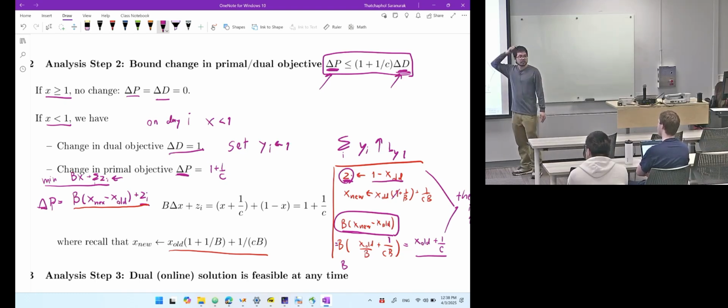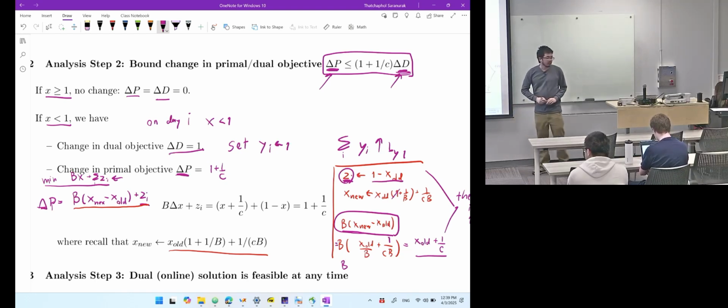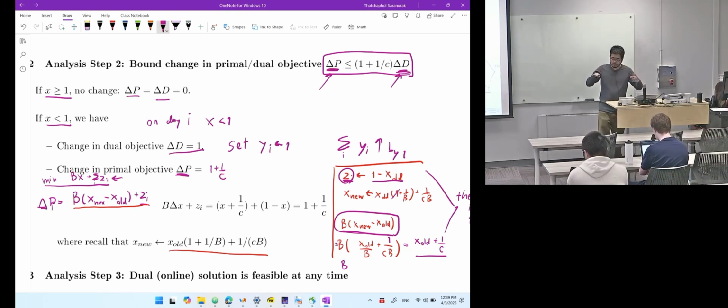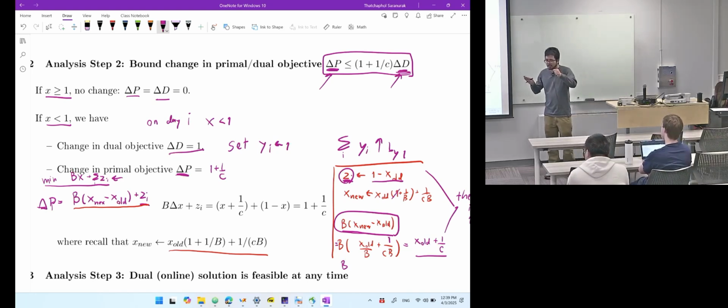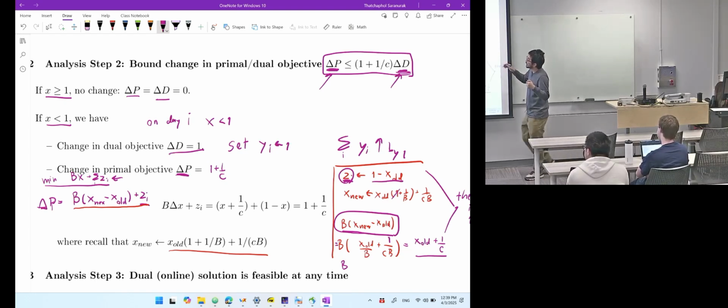Any questions about this? It's just calculation, right? Okay, good. So at any time, if the cost of primal increases, the cost of dual will increase too. And the cost of primal will not increase too fast compared to dual.